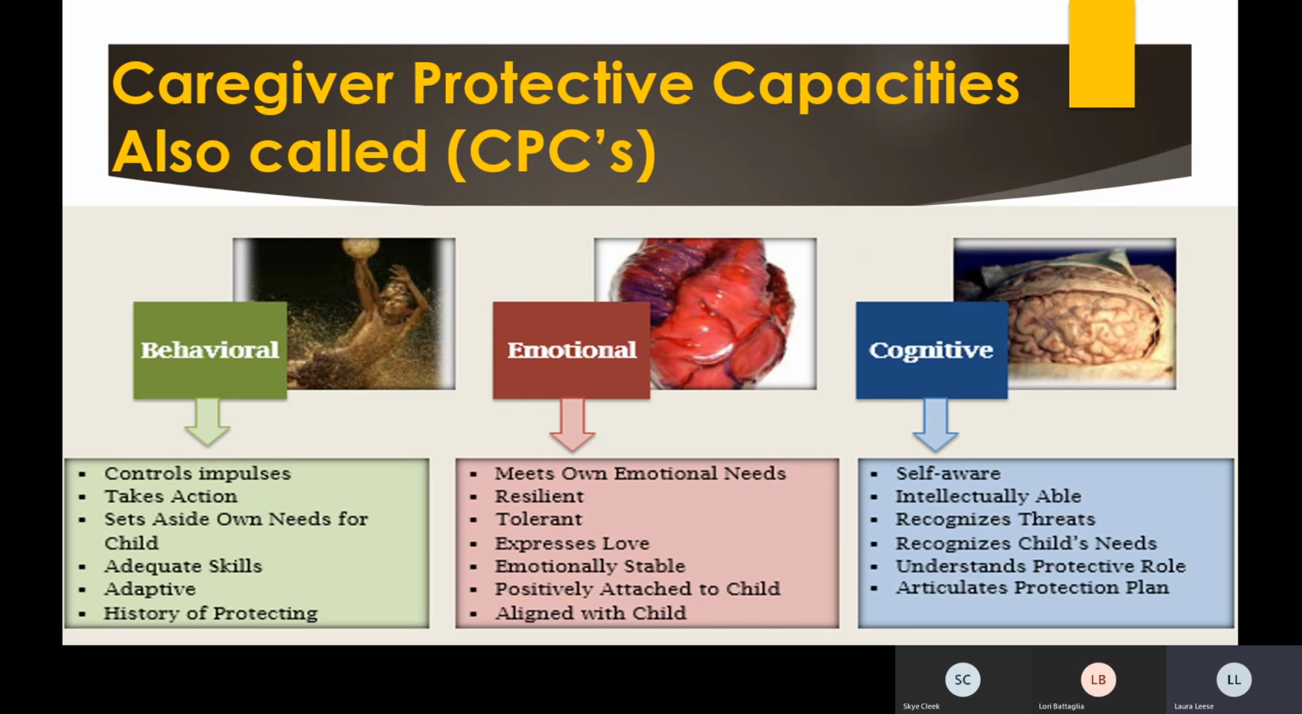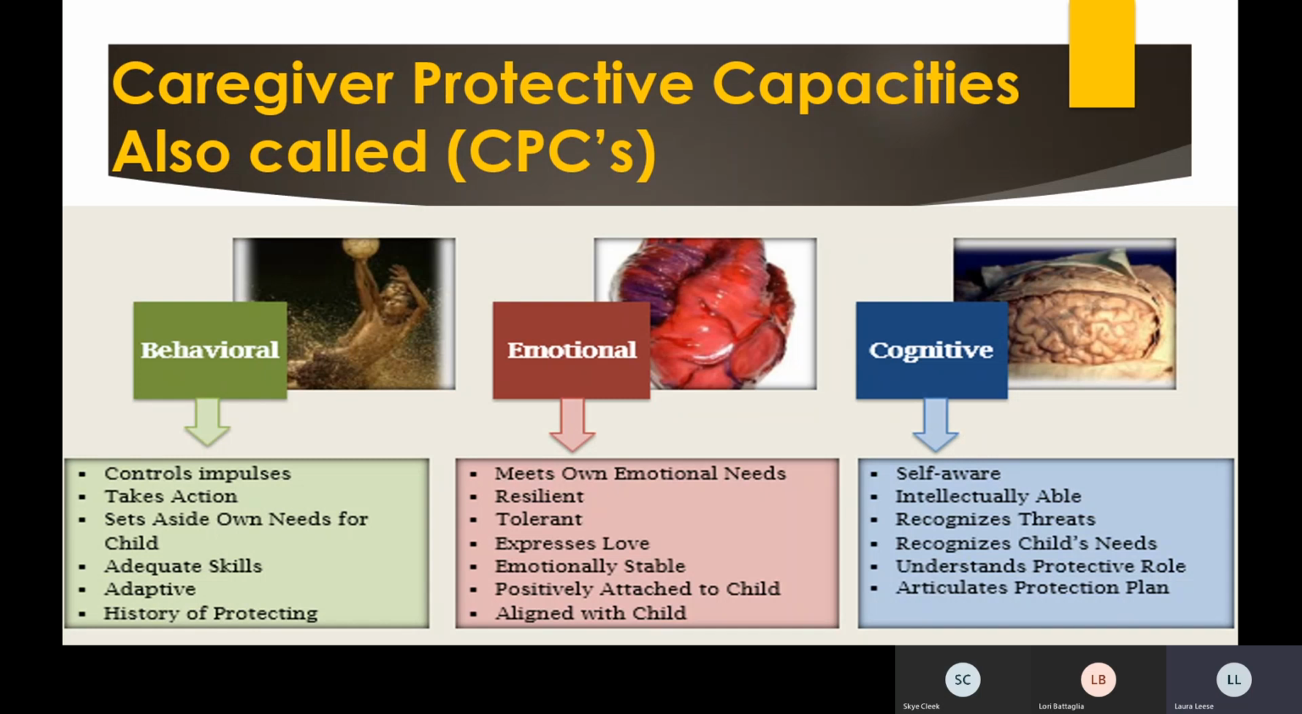So are they self-aware? Are they intellectually able? See, and if you look at here, this is why I'm saying for the protection of their child, and is why we have it separated into three. Because over on the behavioral component, if you look a little more than halfway down, it says, do they have the adequate skills?